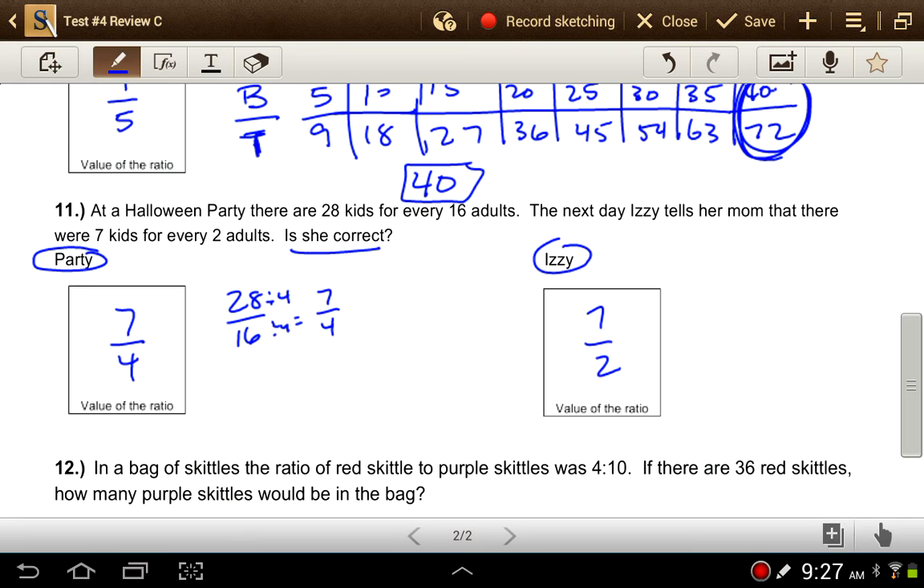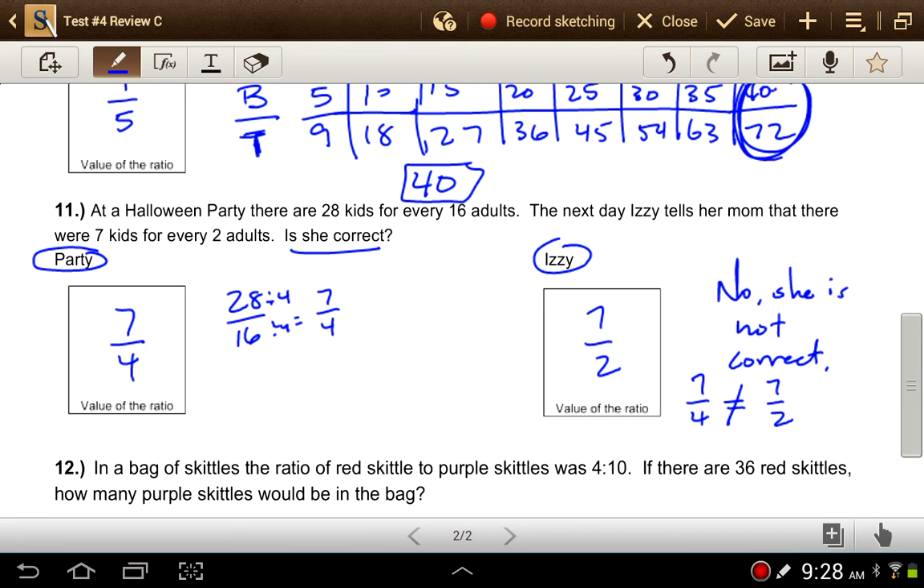Well, I can compare my ratios. They both have the same numerator of 7, but since they have a different denominator, that means they're not the same number. Okay? The numerators are the same, but the denominators are different. So the answer would be no. She is not correct. The values of the ratios are different, because 7 to 4 is not equal to 7 to 2. So that's how I know that she is not correct.